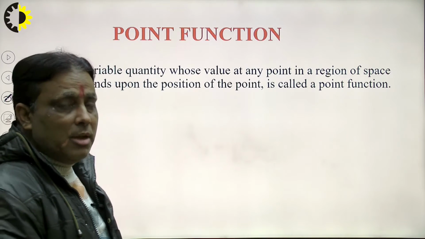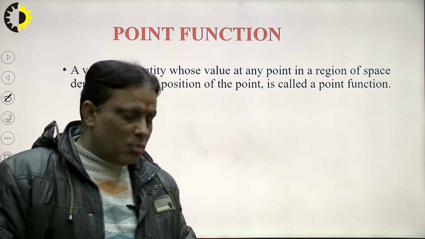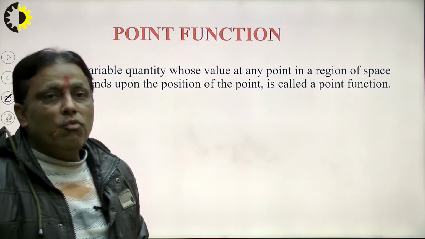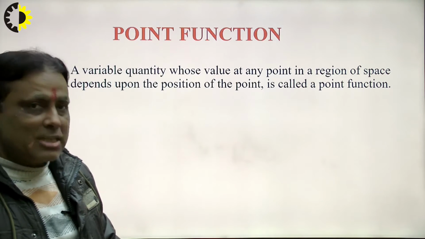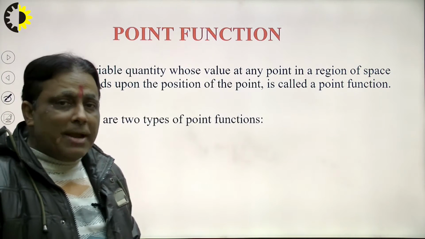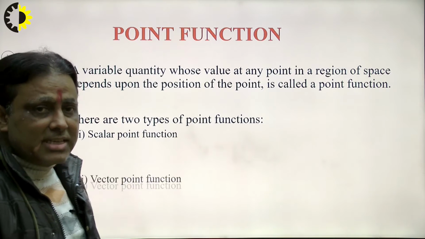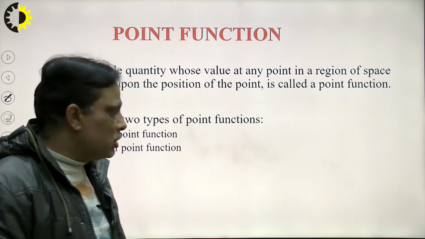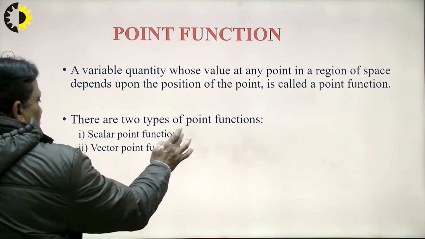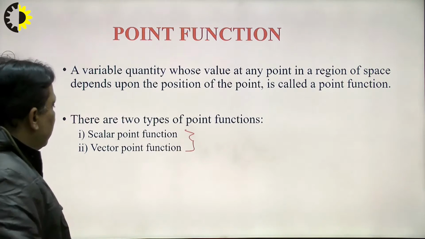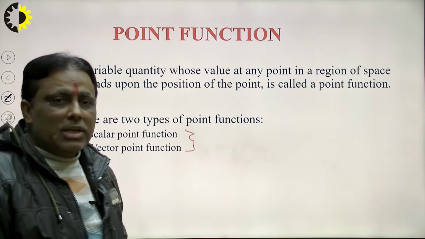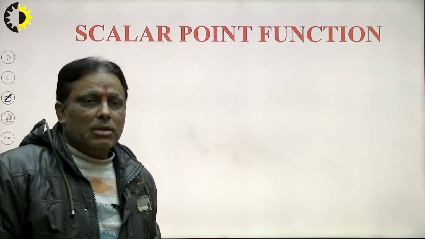And a point function may be of two types: first a scalar quantity and second a vector quantity. So there are two types of point function, the scalar point function and the vector point function, because both quantities play the most important role when we solve problems in vector calculus.